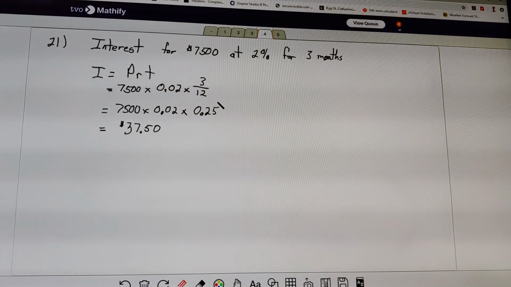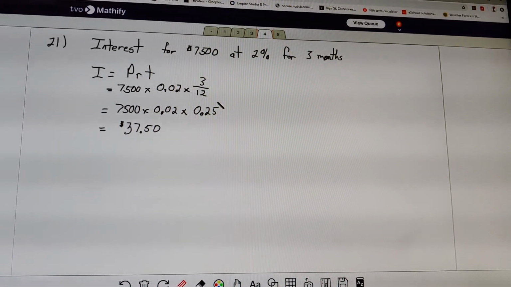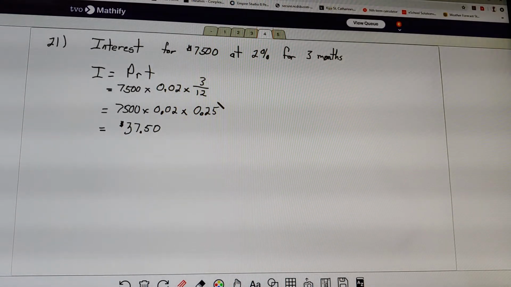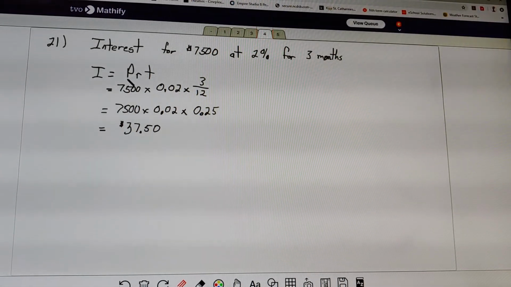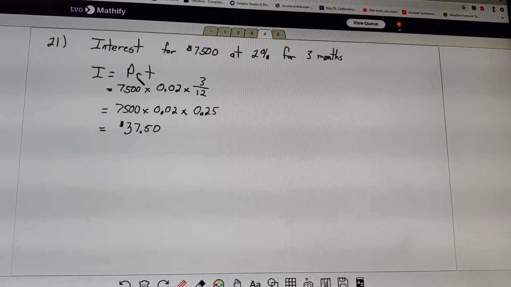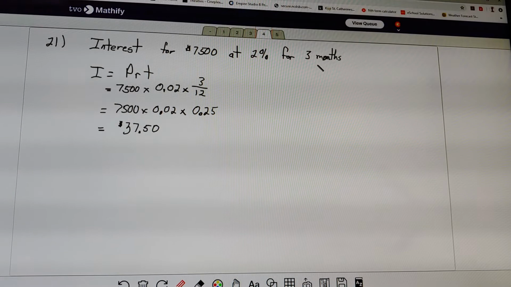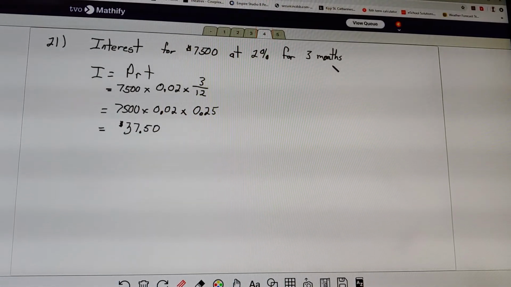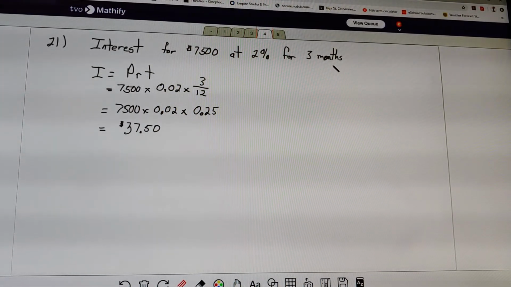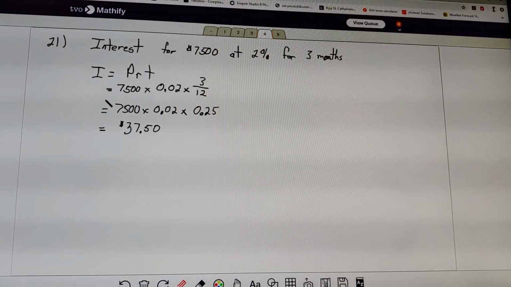Question 21 says, find the simple interest paid on investment of $7,500 at 2% per year for 3 months. So first thing, write down a formula. Interest is equal to the principal times the interest rate written as a decimal multiplied by the time in years, not months. They're trying to trick you, but you're not going to fall for such foolish antics. You're much too wily for that.